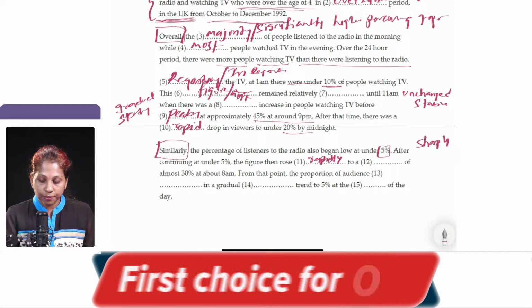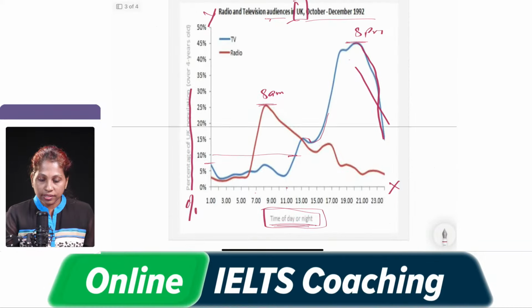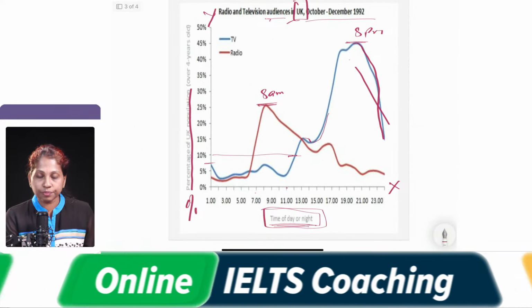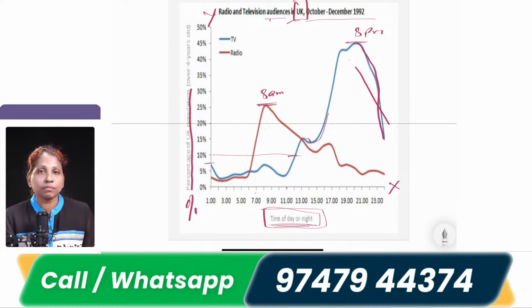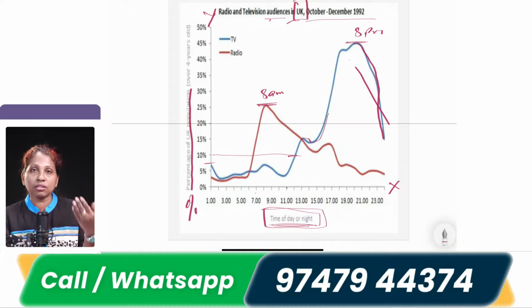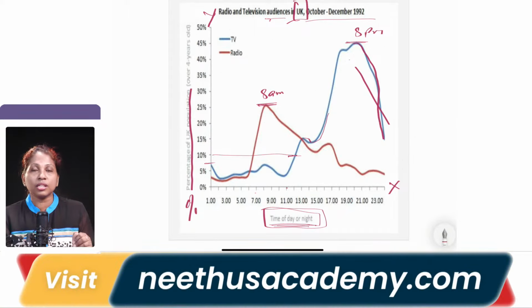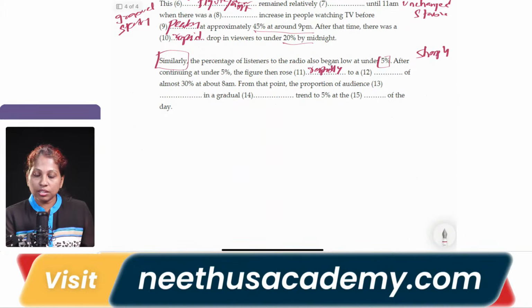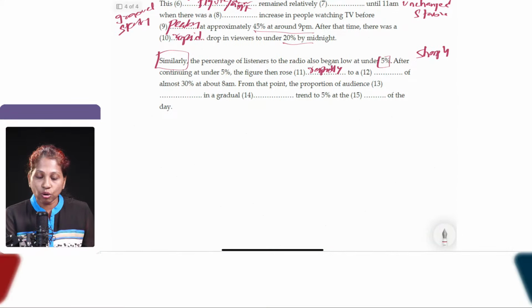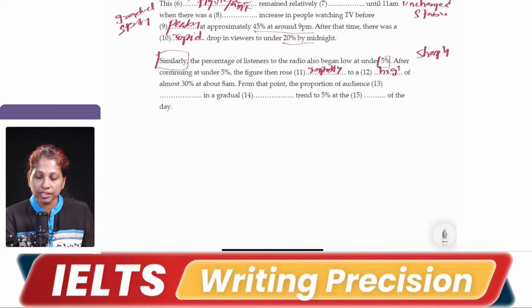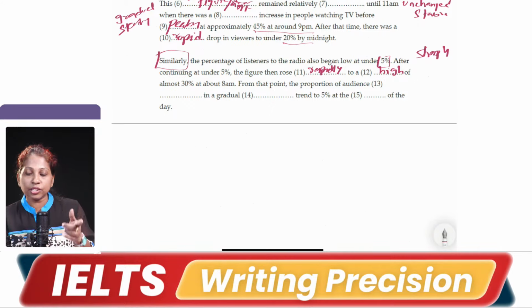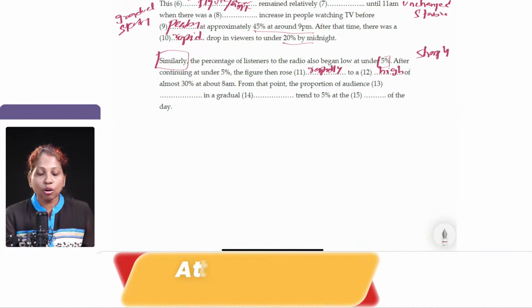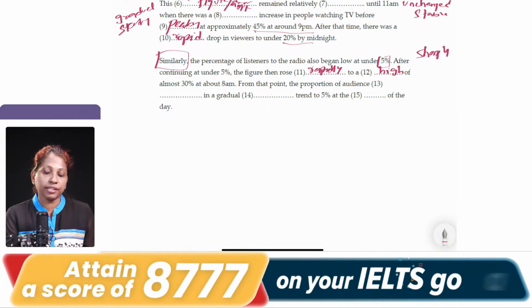When you are writing that, you are looking at this radio, this is the peak. It does not go beyond this. After 8 a.m. it is 25%. 25% audience is the maximum for radio. After that it does not go upward. So you can write here a high of. You can write either high. I wrote high because peaking is already written. Maybe you can write peak of almost 30% at about 8 a.m.